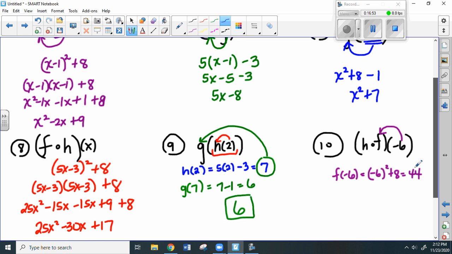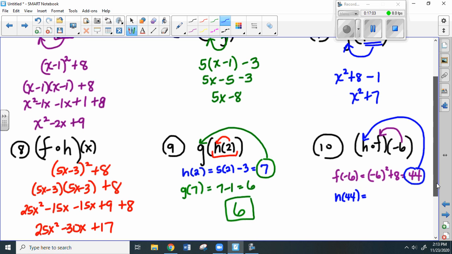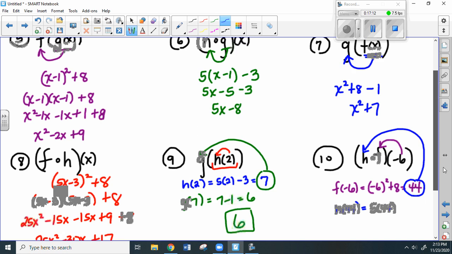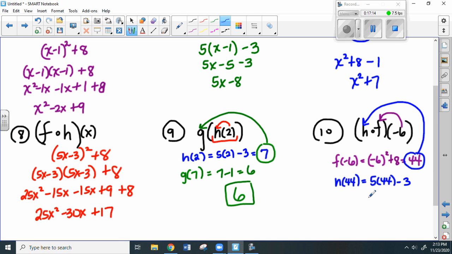And then you're going to put that answer into the H function. Okay? And the H function was 5x plus 3. So we're going to do 5 times 44. Excuse me. Is it plus 3 or minus 3? Oh, it's minus 3. Okay, I almost messed up again. All right, and that ends up being 217, and that 217, that second answer, is your final answer.